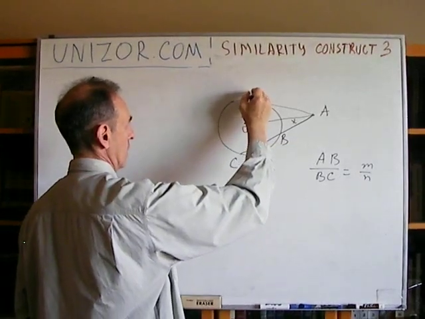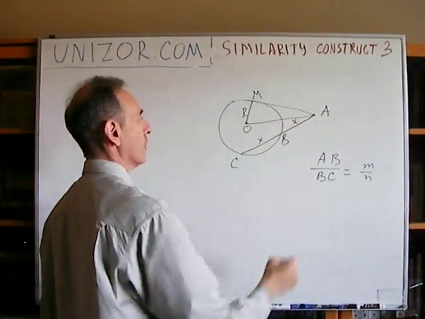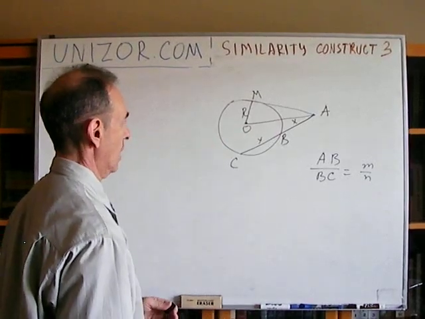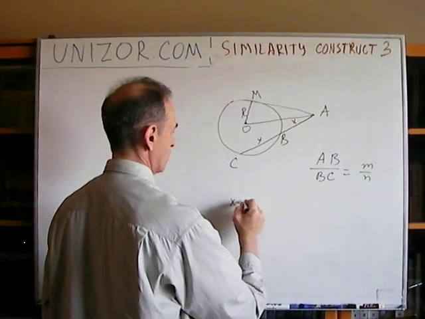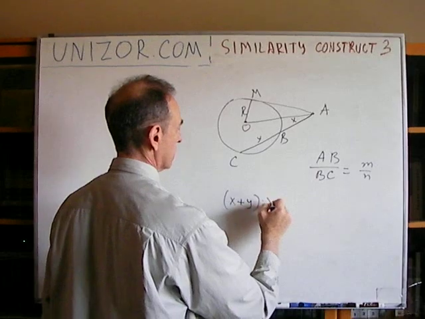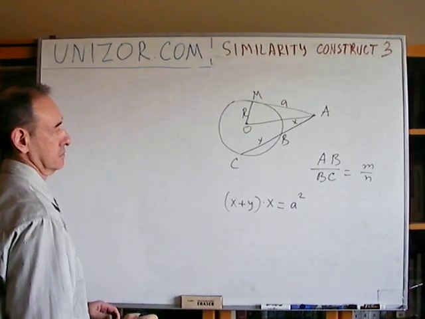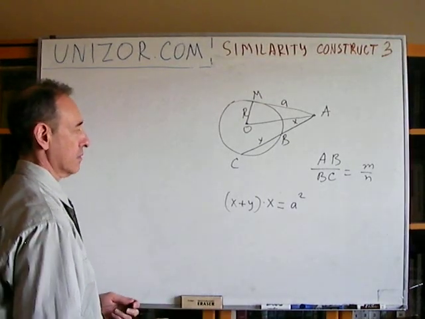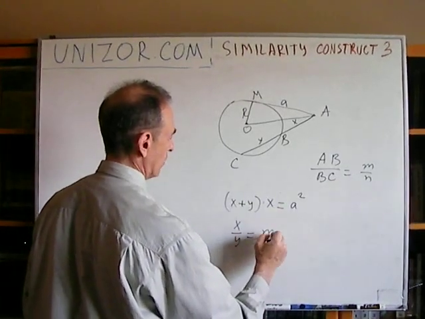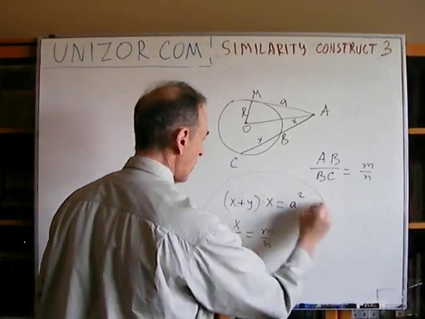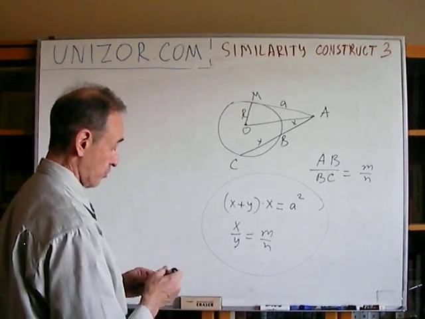Let's call it M. So AM is very easily obtained from the fact that the point is given and the circle is given. But now, I know that the whole length of the secant, which is x plus y, times its external part, x, is equal to a square, right? That's the known theorem. And at the same time, I know this ratio, which is x over y is equal to m over n.